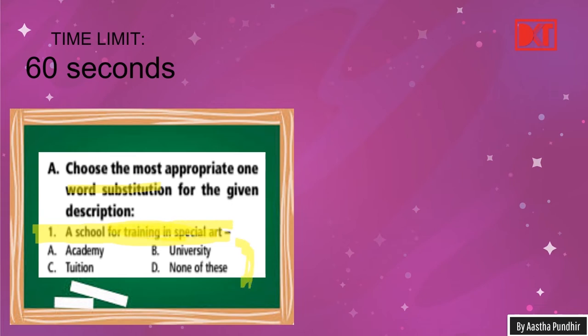A school for training in special art. Options are academy, university, tuition or none of these. A school for training in special art is called an academy. Like we have a cricket academy or a dancing academy, which is specialized study for that particular art only. University and tuition are about academics. University is for higher studies and tuition is for extra studies. Pretty sure you know what they mean.